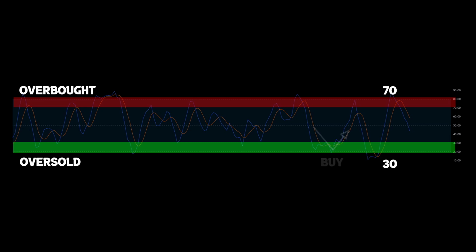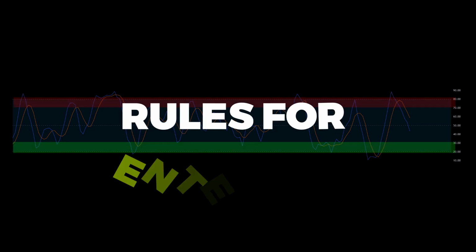Overbought and oversold levels suggest that the security's price is nearing the top or bottom of its trading range for the specified time period. These levels can provide insights into potential reversals or corrections in price movements.